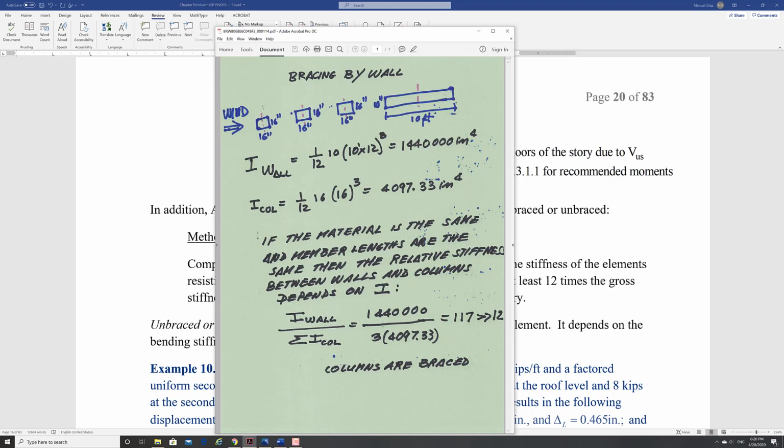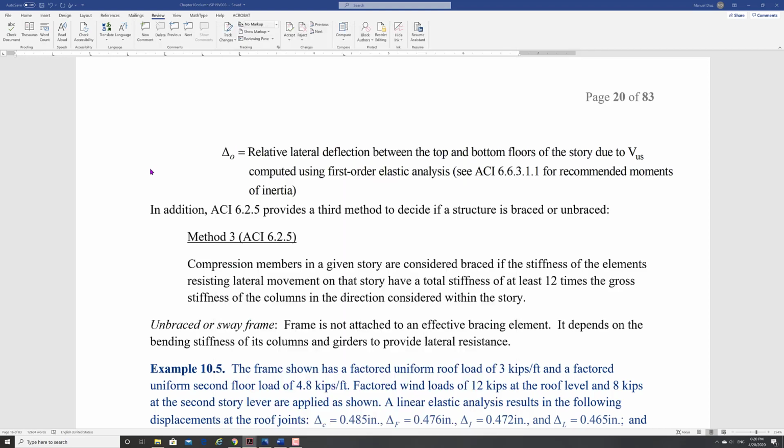So that's what they mean by that 12. The wall stiffness has to be at least 12 times the stiffness of all the columns it's trying to support. So that's the concept of this one right here. An unbraced frame, of course, is one that doesn't have bracing, and it will depend on the individual members, your columns and girders, to support the lateral movement.